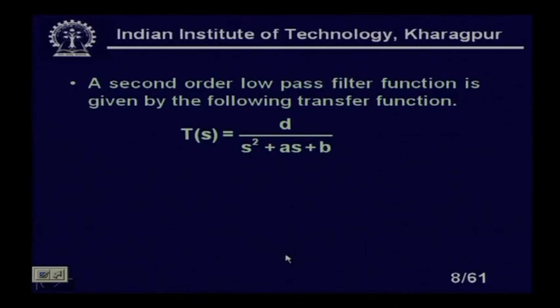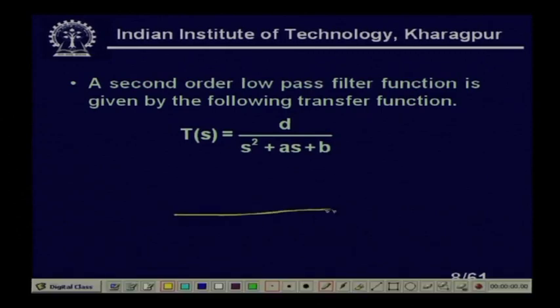A second order low pass filter function is given by the following transfer function: T(s) = d upon s square plus a s plus b, right. Now, in this case our pole zero pattern will look like this. Suppose this is the sigma j omega plane, this is sigma, this is j omega, okay. We have complex conjugate poles and no zeros, right. So, this is called the pole zero pattern of a low pass filter, clear.